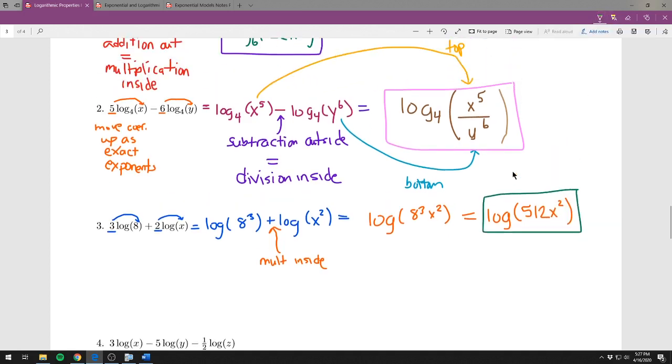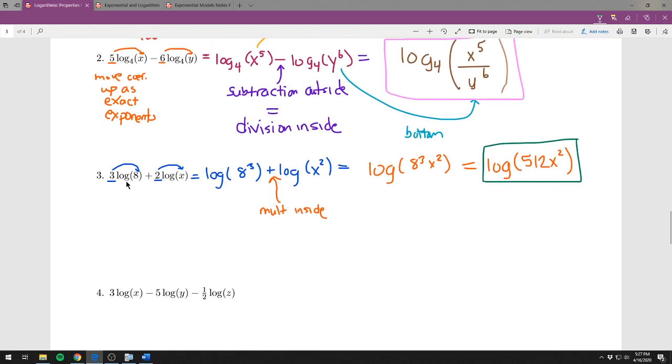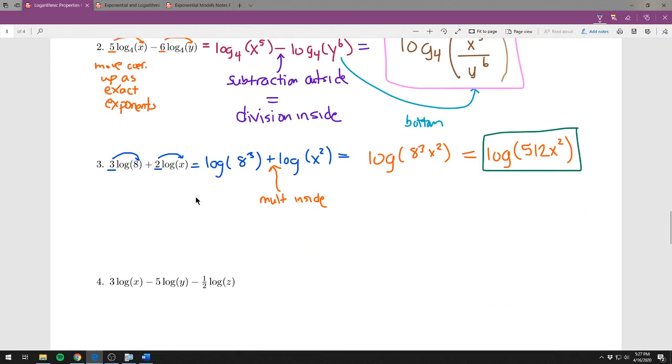So it ends up looking very similar to number 1 in nature because of the numbers and the exponents, even though it started off looking very different. Right, but that's how we deal with numbers.